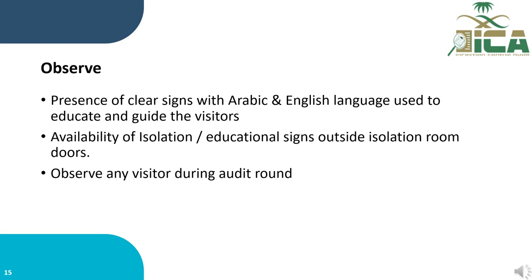For the observation, you need to observe the presence of clear signs in Arabic and English language, used to educate and guide the visitor about the type of isolation precaution that should be taken before visiting the patient inside the isolation room. And also, you will observe the availability of isolation and education signs. They should be outside the isolation room doors.